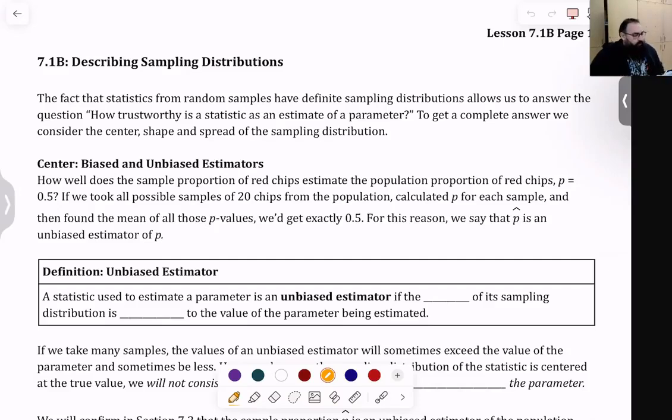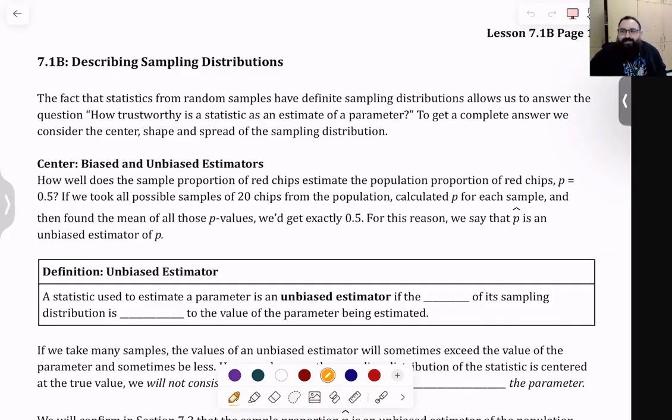So today we're going to learn how to describe a sampling distribution. Remember when we have histograms and we say "describe," what's the thing that we usually go back to? SOCS, right? So it's going to be a little bit of that, SOCS.